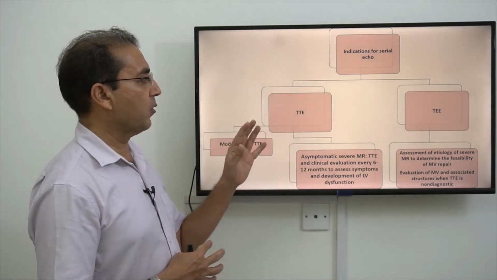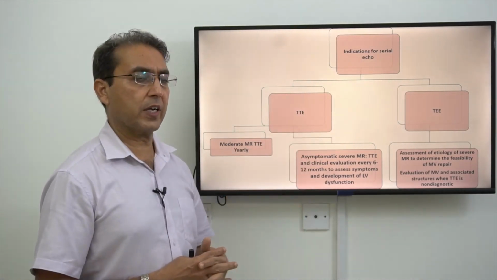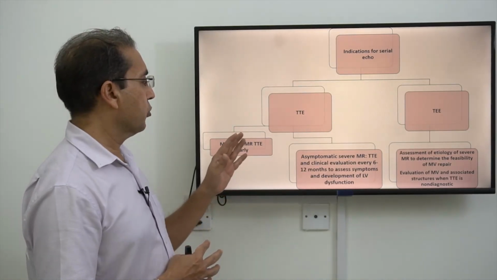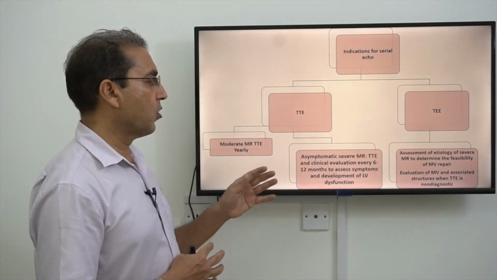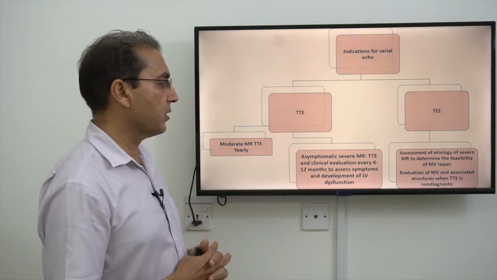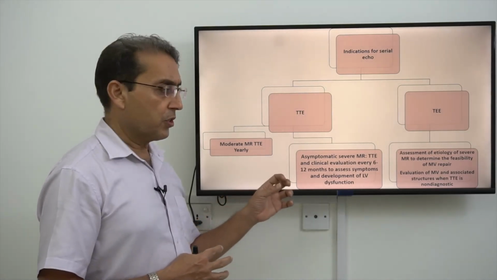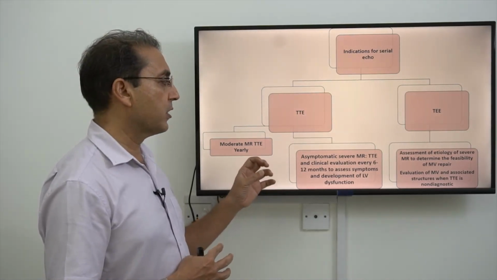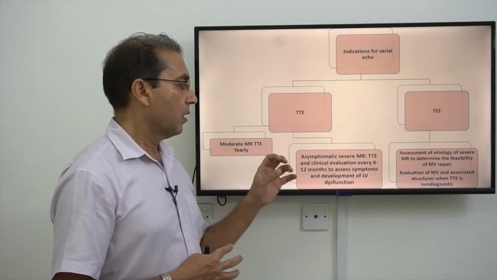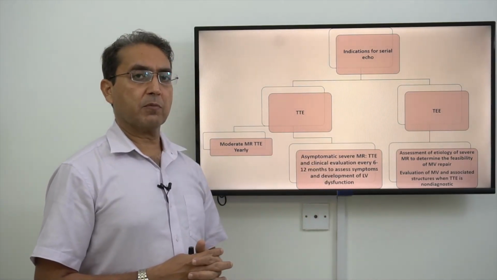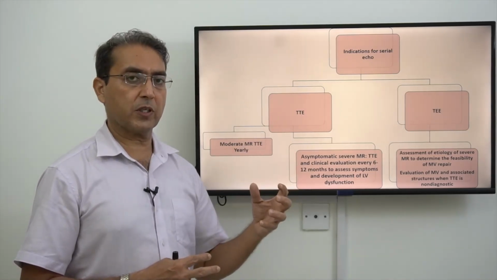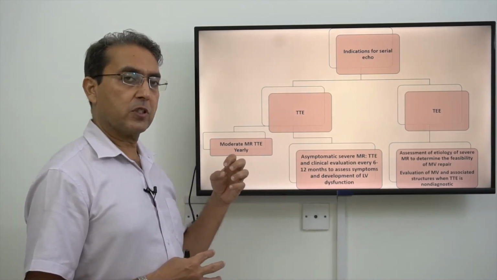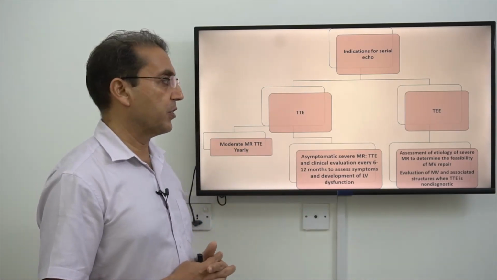So we have two types of echoes, transthoracic echo and transesophageal echo. Transthoracic echo should be done yearly for moderate mitral regurgitation, while in patients who have asymptomatic severe mitral regurgitation, the clinical evaluation and the echo should be done every 6 to 12 months, and immediately if the patient develops symptoms. So if the patient is asymptomatic but the MR is severe, it should be done every 6 to 12 months, and if the patient becomes symptomatic, then it should be done immediately.